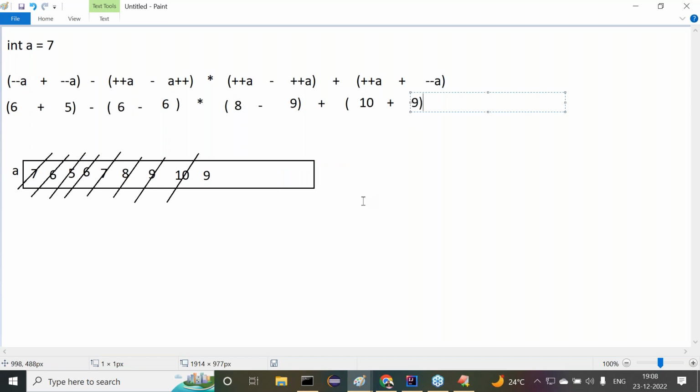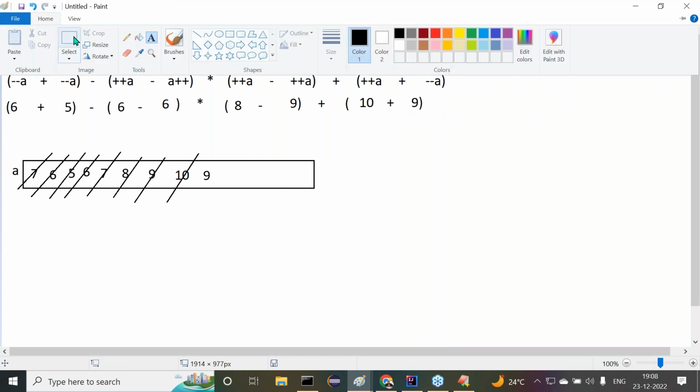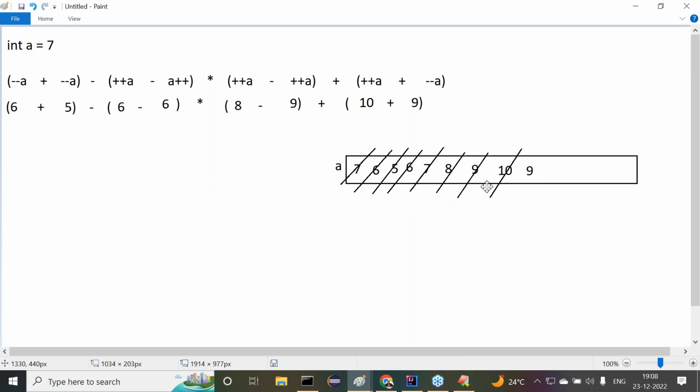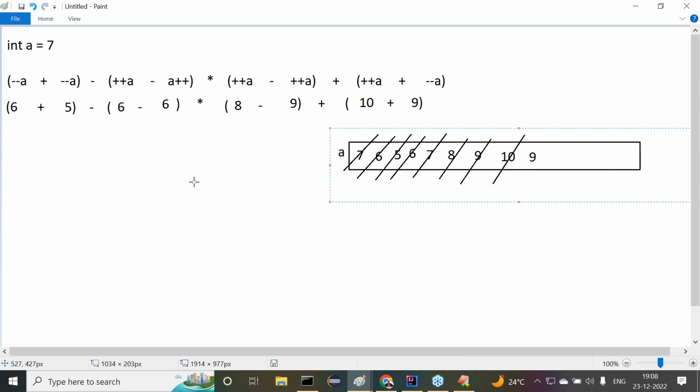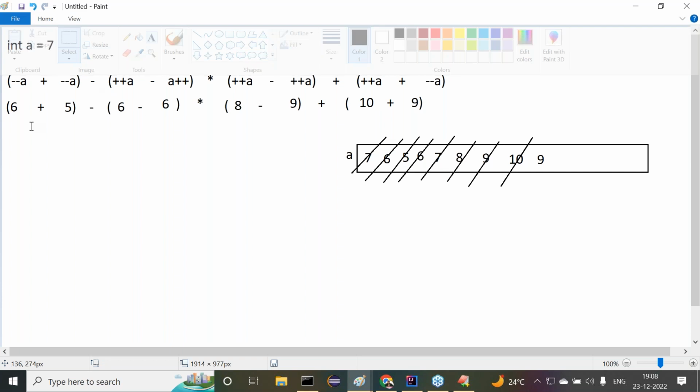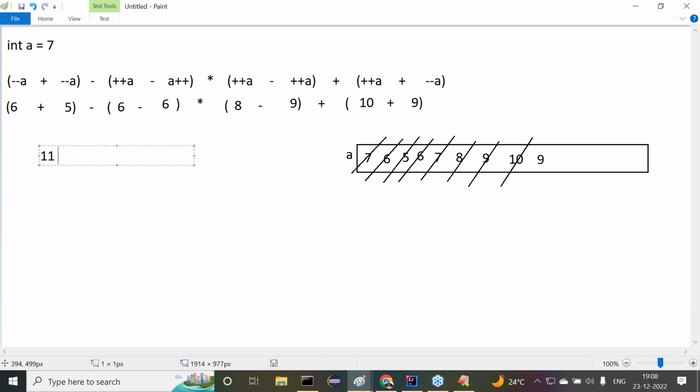Sir, am I right or not? As is here, we are getting values or not? That's okay, fine. Then what next? After completion of all these values, next we have to understand. First, we have to evaluate inside the brackets. As a first step, we evaluate inside the brackets. 6 plus 5. What's the value? 11. Minus 6 minus 6. What's the value? 0. Then a star.